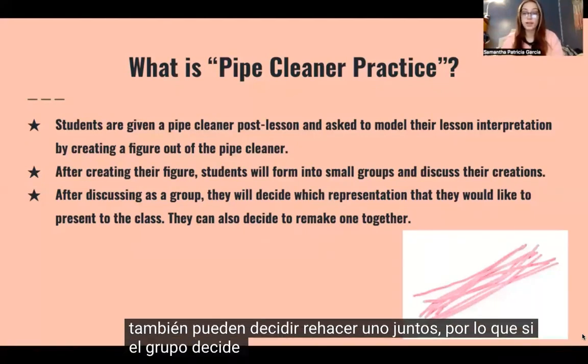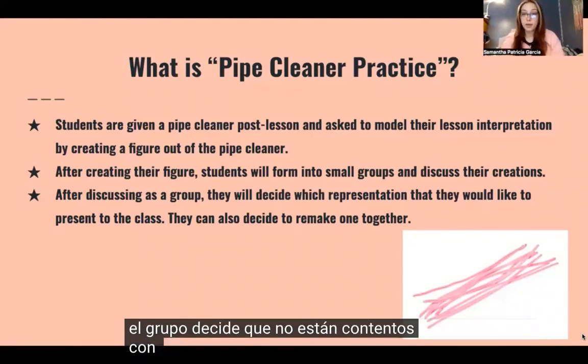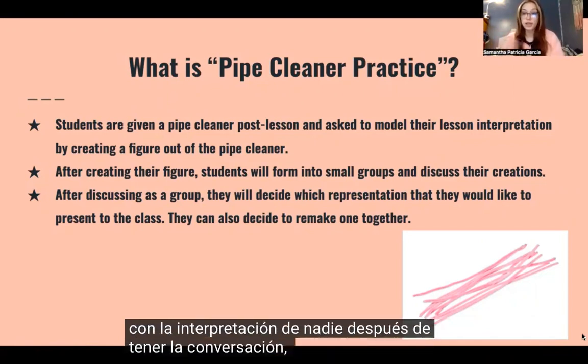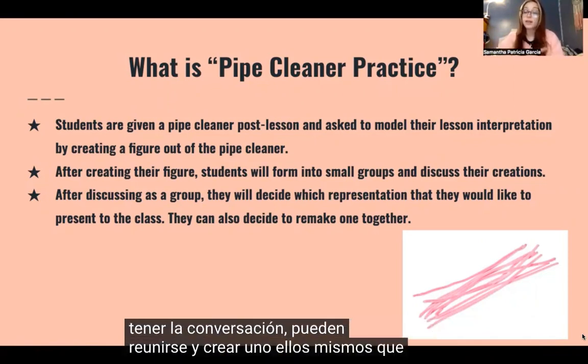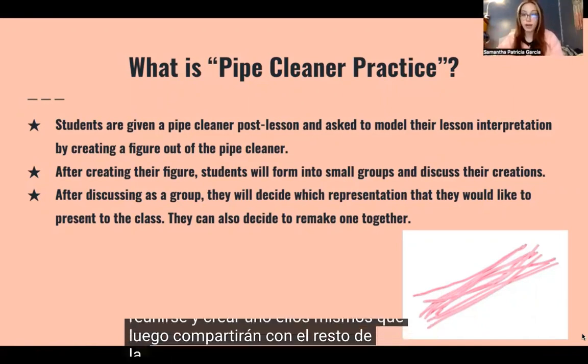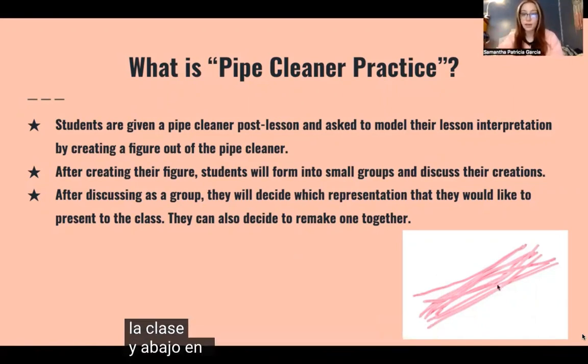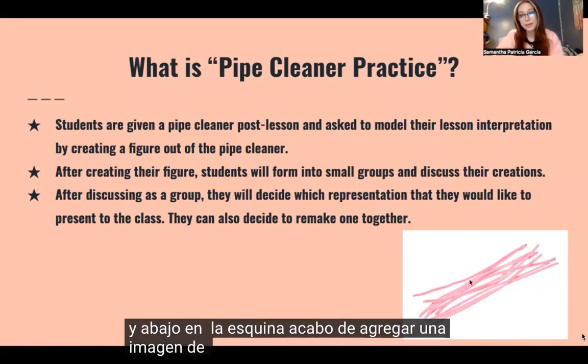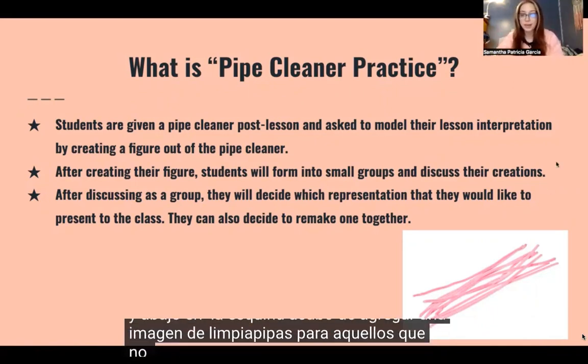So, if the group decides that they aren't happy with anybody's interpretation after having a conversation, they can get together and create one themselves that they will then share with the rest of the class. And down in the corner, I just added a picture of pipe cleaners for those who may not be familiar.